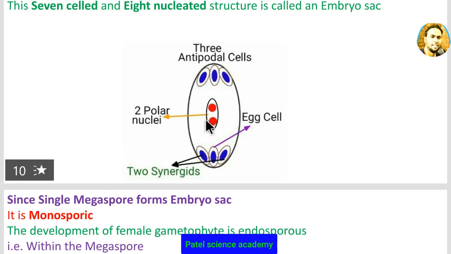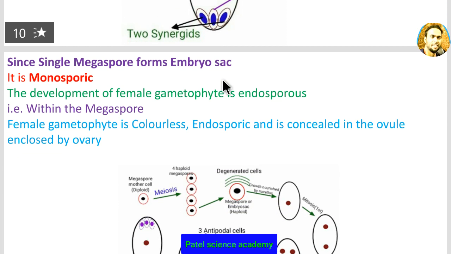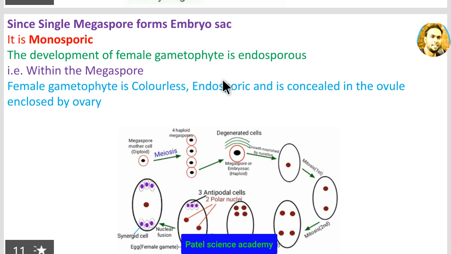So I hope you have understood this structure. 3 towards the micropyle end, 3 towards the chalaza end, and 2 at the center. So this is the structure of embryo sac, that is female gametophyte. Since a single megaspore forms the embryo sac, it is monosporic.